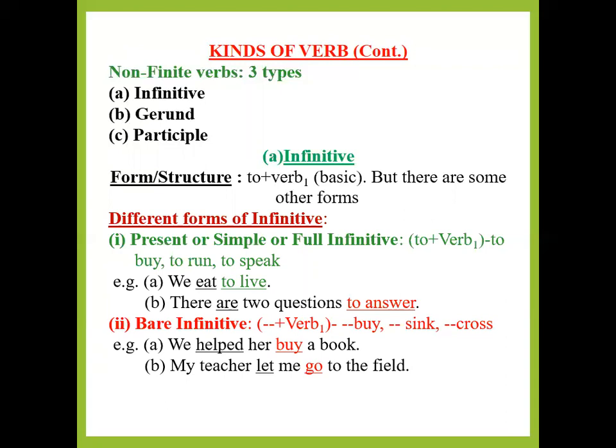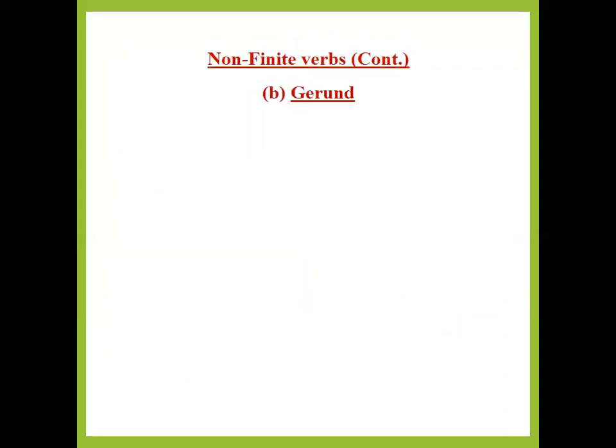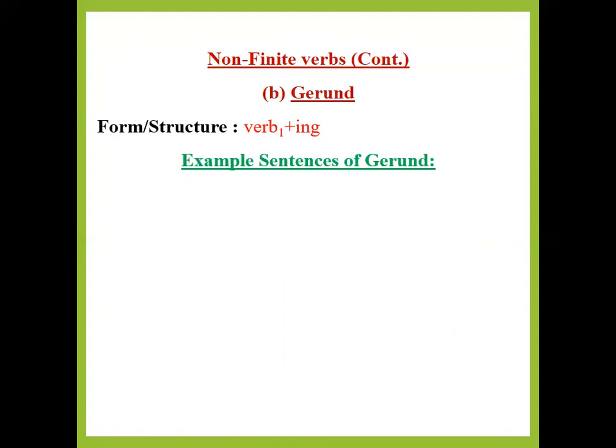B, my teacher let me go to the field. Here, go is the bare infinitive form. Gerund. Form or structure of gerund: verb 1 plus ing. Example sentences of gerund. A. Swimming is a good exercise. Here, swimming is a gerund.